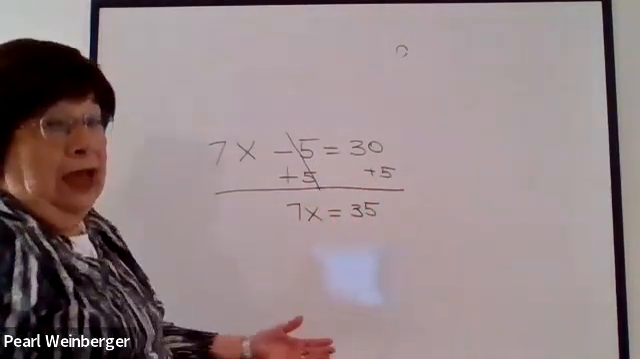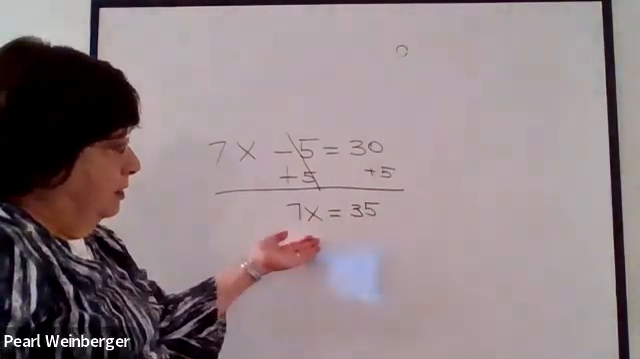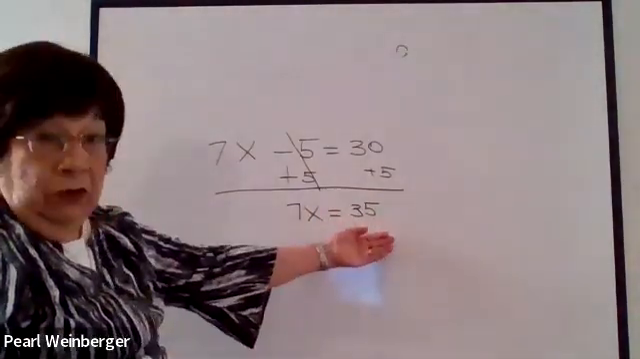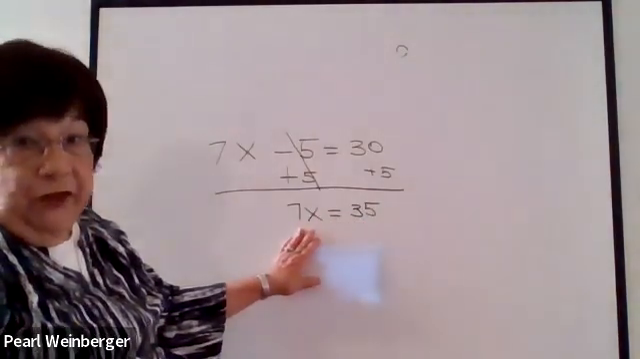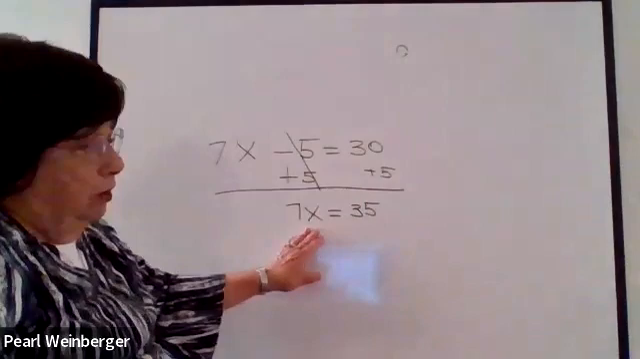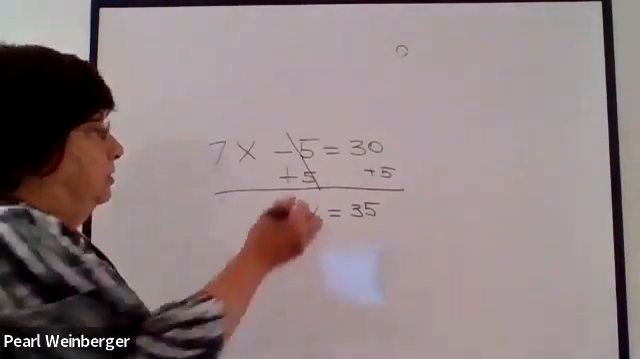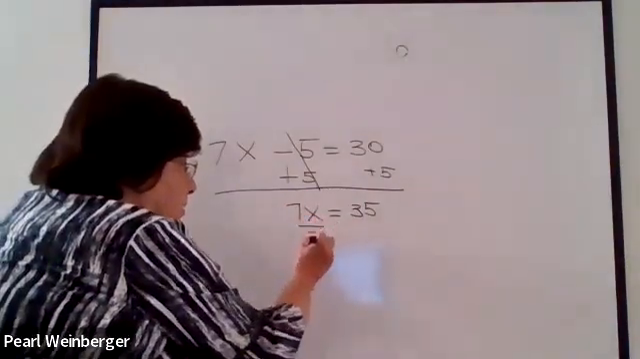Once we have all the x's on one side and all the numbers on the other side, then we divide by the coefficient of the x, which in this case is 7.